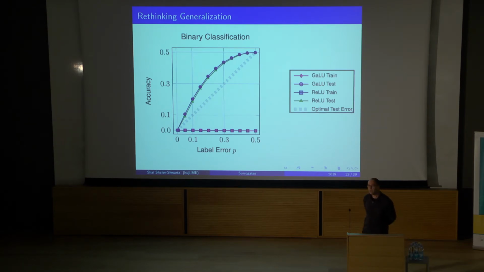So the first thing to ask is, do we see the same in GaLU networks? And we actually see exactly the same thing in GaLU networks. So what you see here in the graph is the accuracy as a function of how much label noise we put in the data, where 1/2 label noise means that we are fitting random labels, okay? And 0 label noise means that we're fitting the true label. And what we see, the optimal thing is this line here, okay? And both ReLU and GaLU do something like this, okay? So again, they look very much like the same thing.